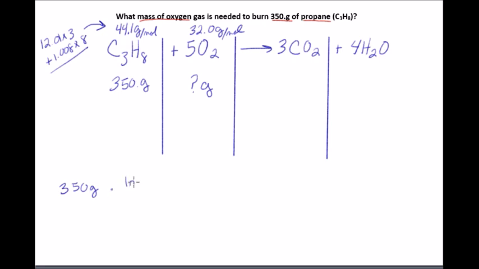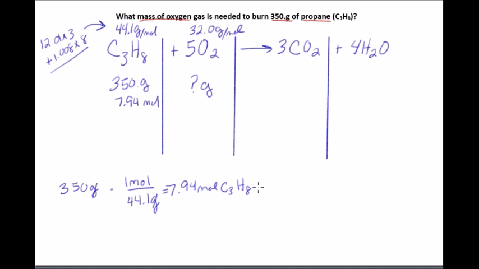times, put your grams on bottom so your units cancel. Okay, and that gives me 7.94 moles of propane. I'll go ahead and put that below my propane column. Okay, now that I have moles, I can use my coefficients, my molar ratios, to determine how much oxygen I need to go with that 7.94 moles of propane.